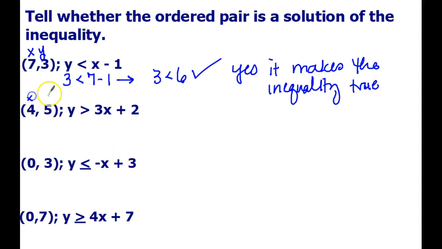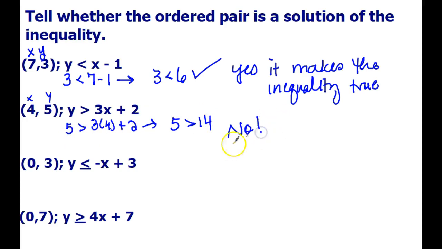Do one more. This is x and this is y. So we're saying that 5 is greater than 3 times 4 plus 2. Well, 3 times 4 plus 2, that's 12 plus 2, that's 14. Is 5 greater than 14? No. This is not true. So this is not a solution. So this works. This does not. Do the next two on your own. Okay? Next two on your own.